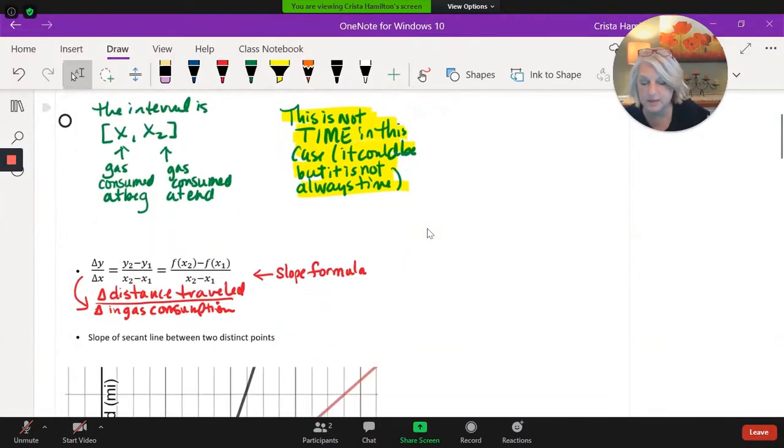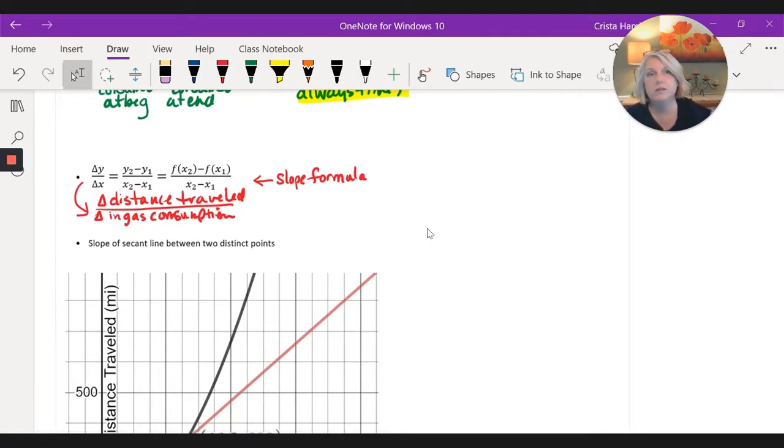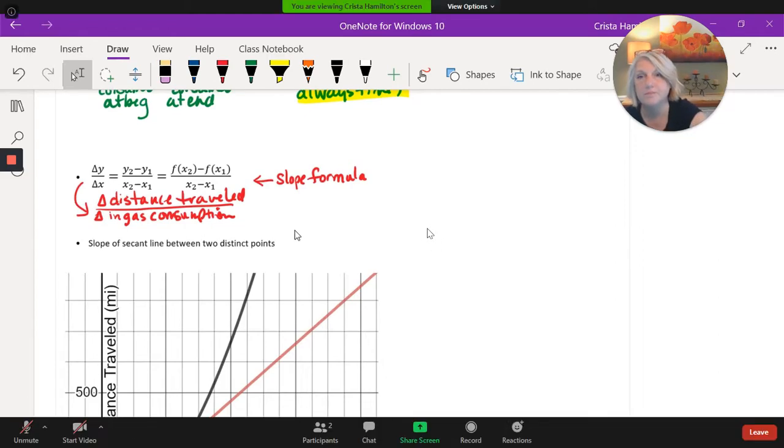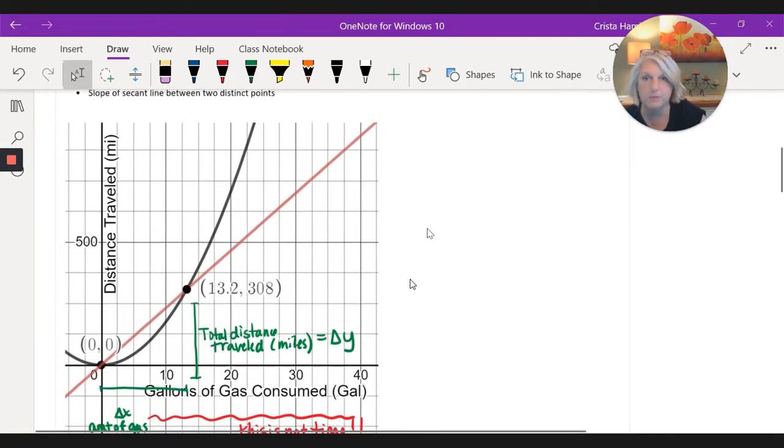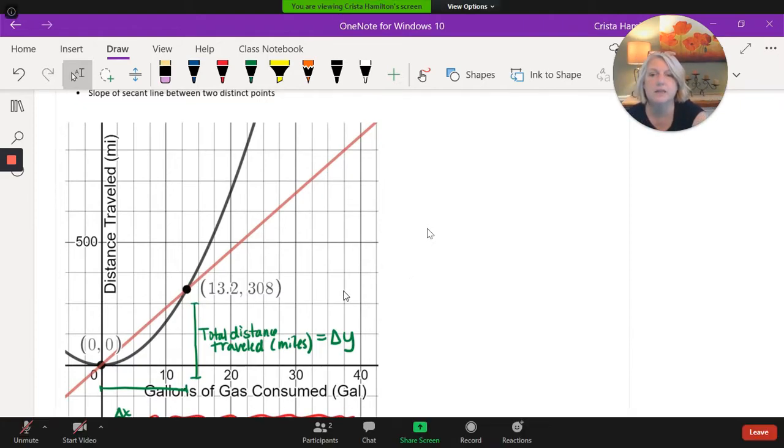So this idea here is that we're looking at our change in slope formula, change in y over change in x. So we have our regular slope formula. Here it is with function notation: change in distance traveled over the change in gas consumption. If I look at a sample graph, maybe not realistic, where the x-axis is our gallons of gas consumed and the y-axis is our distance traveled, whatever function describes this relationship, what we're calculating when we do an average rate of change is drawing a secant line in between the 2 points.